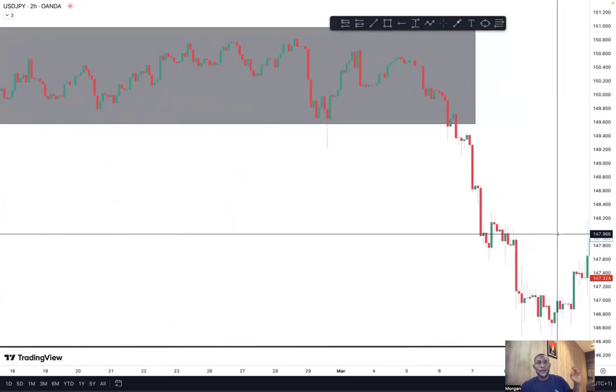So this is basically price trending up, price ranging, and price trending downside. So basically, when price is trending upside, it's making higher highs and higher lows. And when price is trending downside, it's making lower lows and lower highs. And when it's not doing either, then it is ranging.